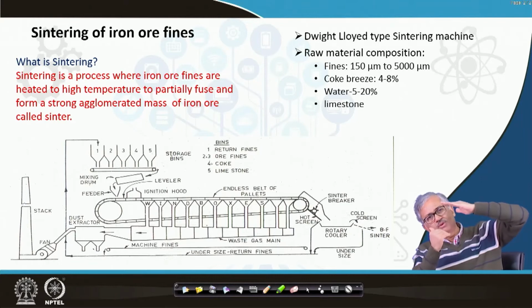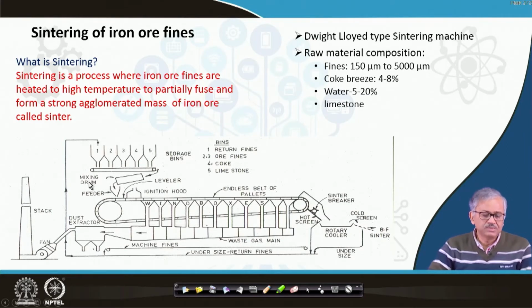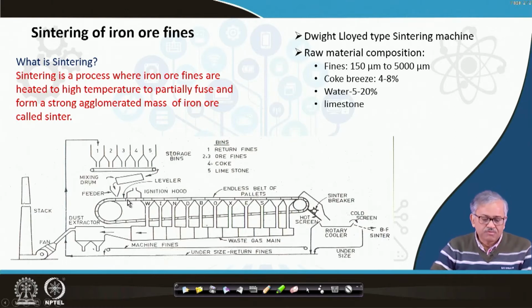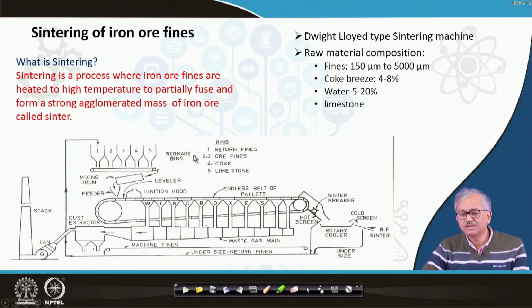Unless your bed has sufficient permeability, it will have problems. Basically, we granulate this mixture in the mixing drum and then it is charged on the pellets. There is the ignition hood, and you ignite the top surface. Which material gets ignited? It is the coke breeze.